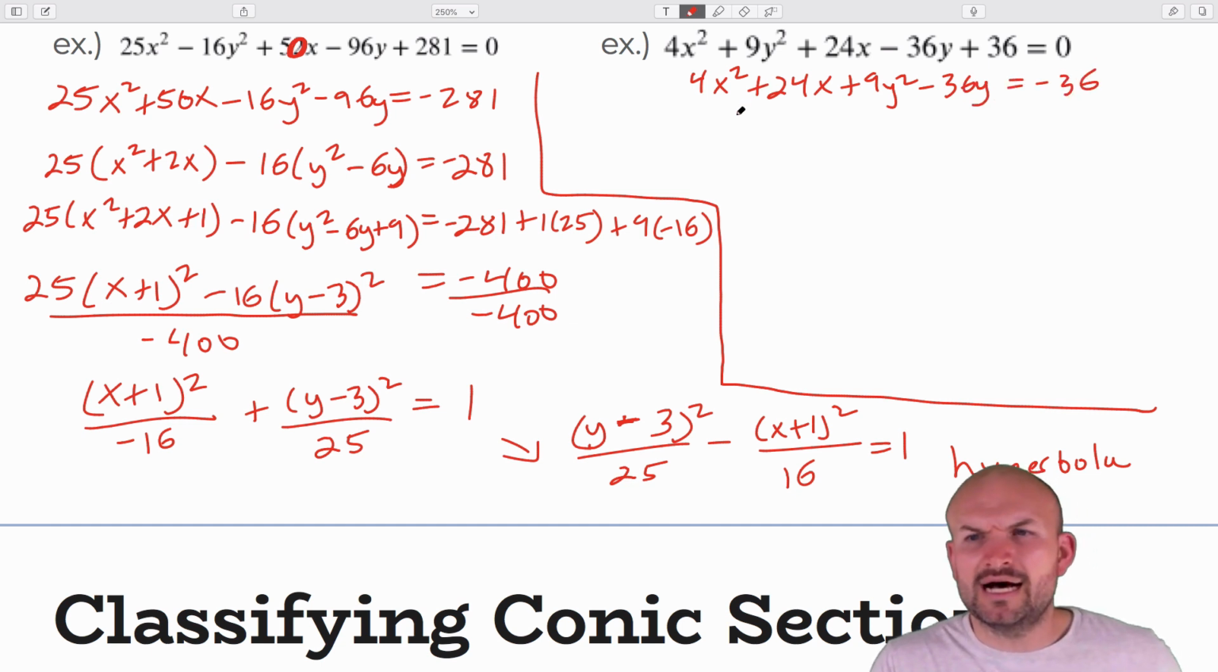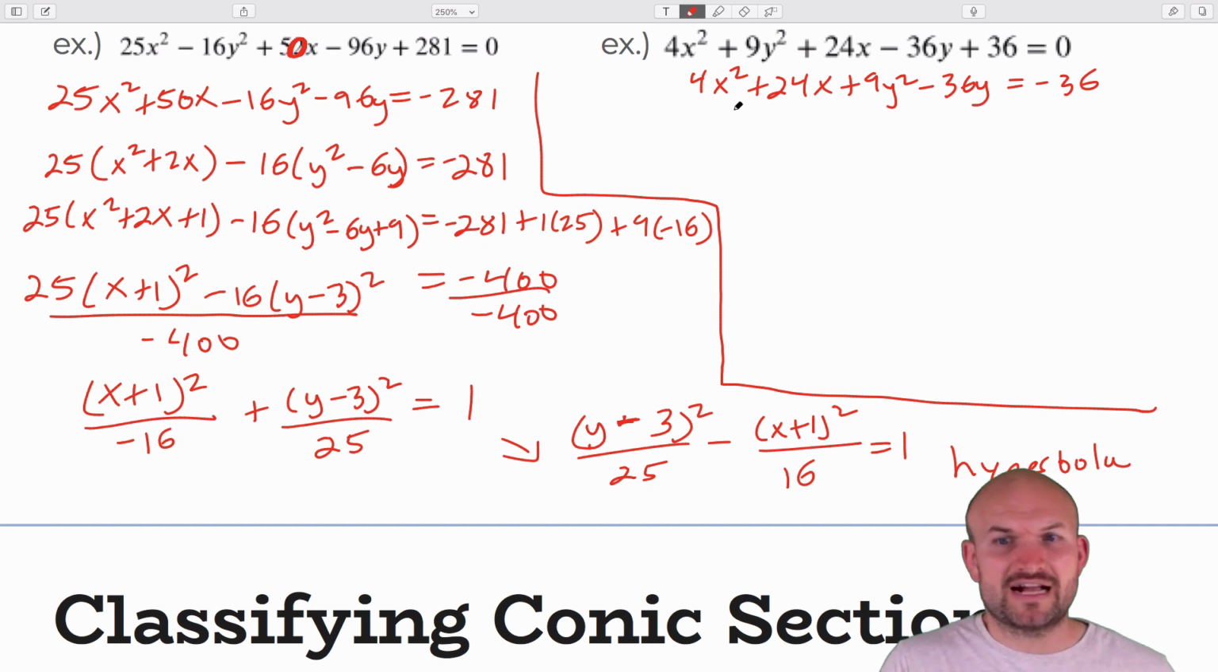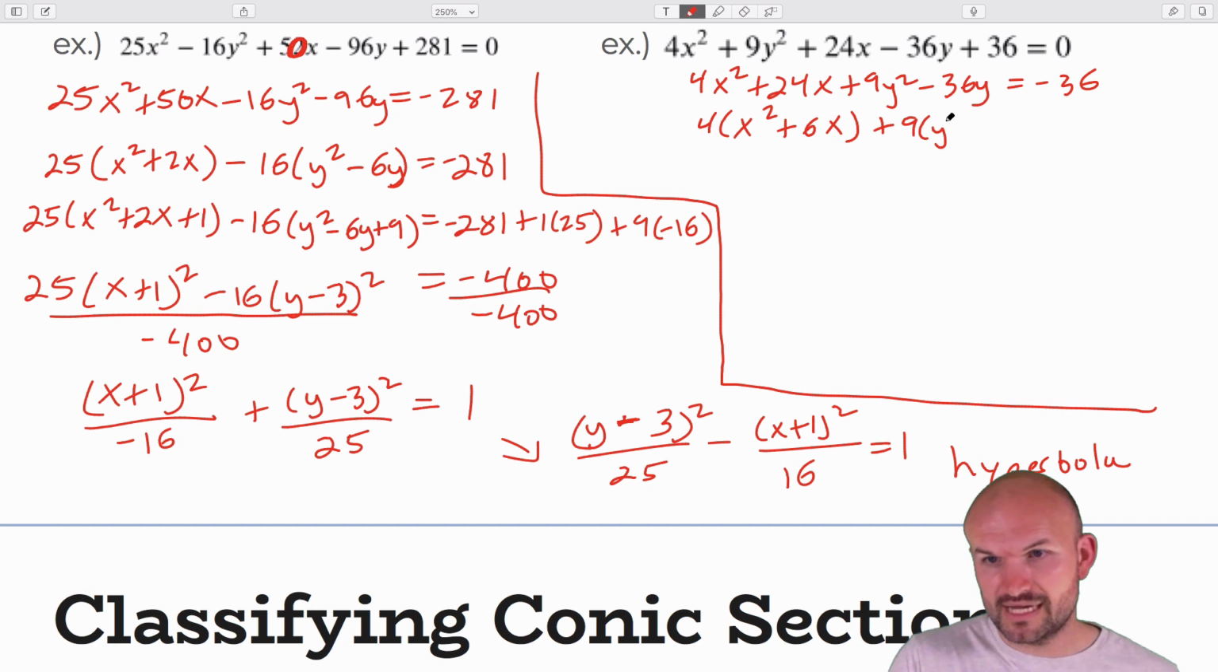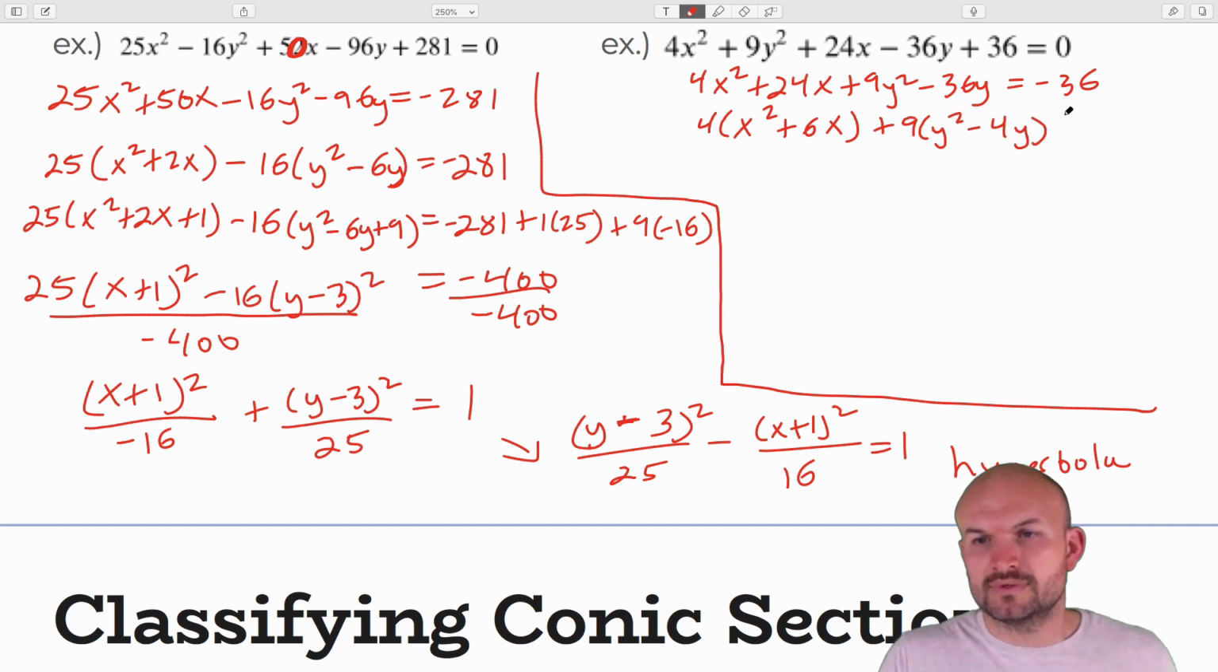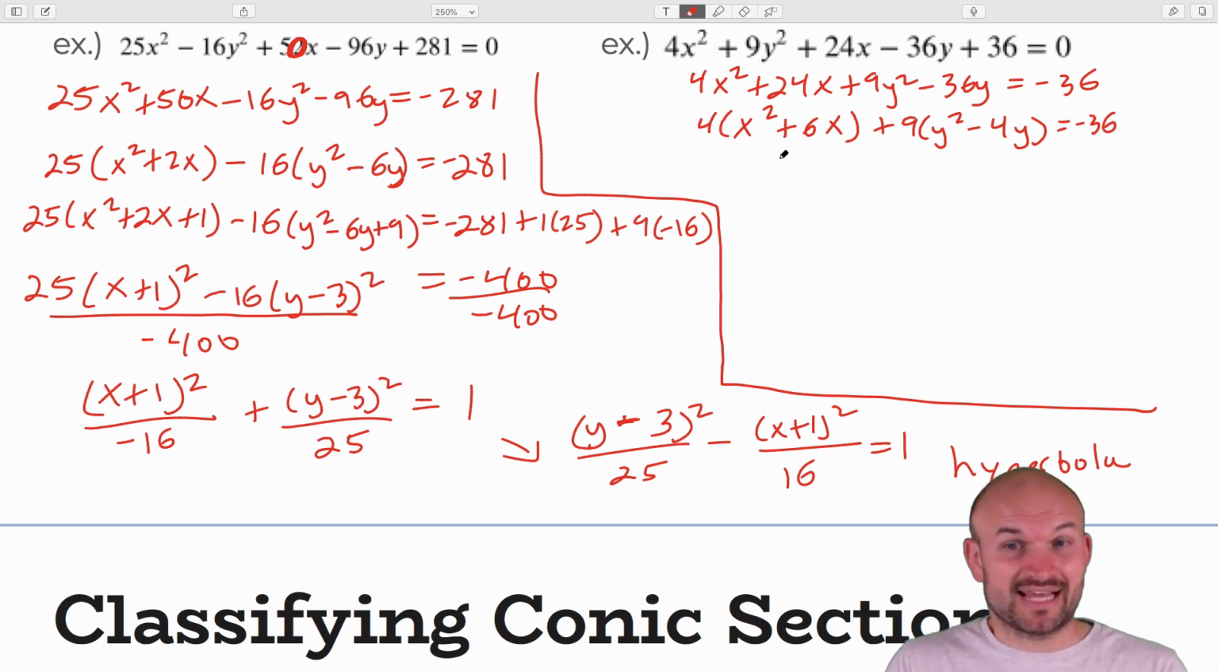Okay. And then now we're going to factor out the common factors. So I'll factor out a 4. So that'd be an x squared plus a 6x. I'm doing a lot of 6x's. Plus a 9 times y squared minus a 4y equals a negative 36.